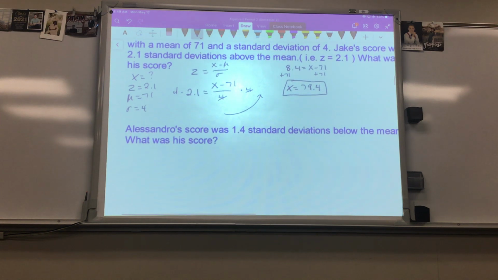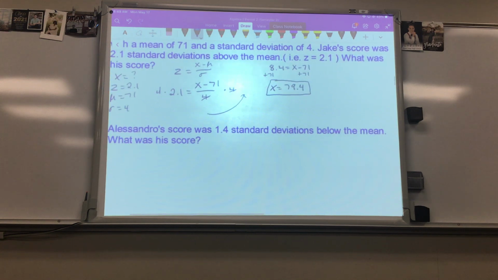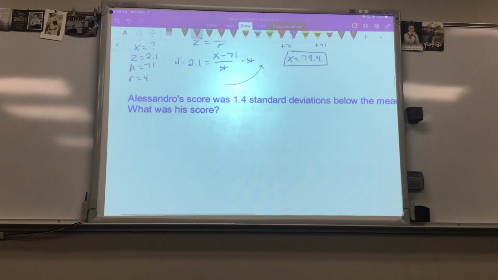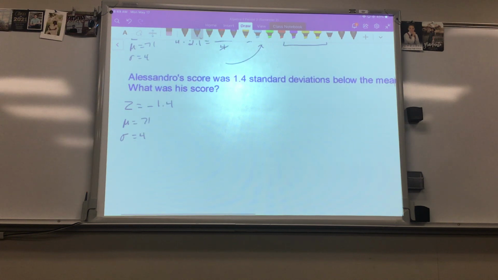Alright, so, same quiz now. Alessandro's score was 1.4 standard deviations below the mean. What's Alessandro's z-score? Negative 1.4. Mean and standard deviation didn't change at all, right? We're just trying to find her score.